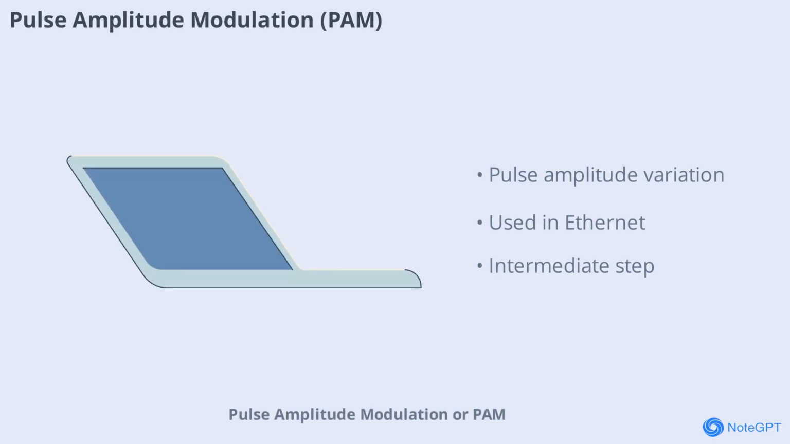Pulse amplitude modulation, or PAM, is a technique where the amplitude of a series of pulses is varied according to the message signal. PAM is used as an intermediate step in converting analog signals to digital form and is also found in Ethernet communication. While simple, PAM is susceptible to noise, so it's often combined with other techniques for improved performance.